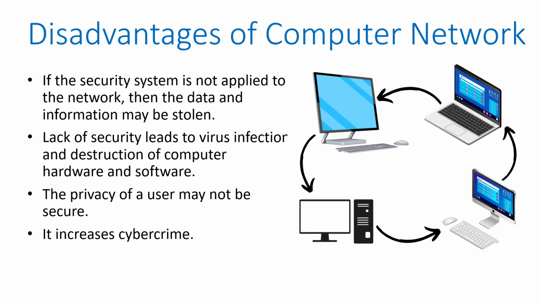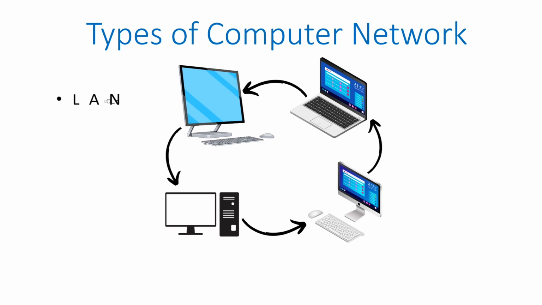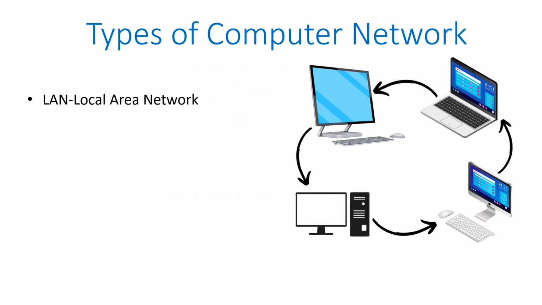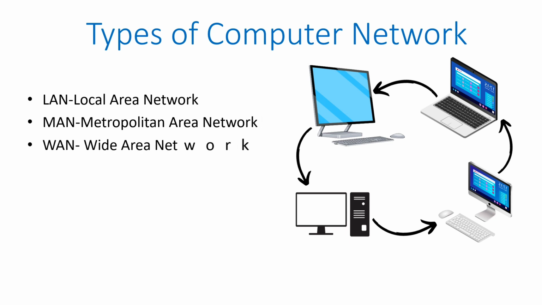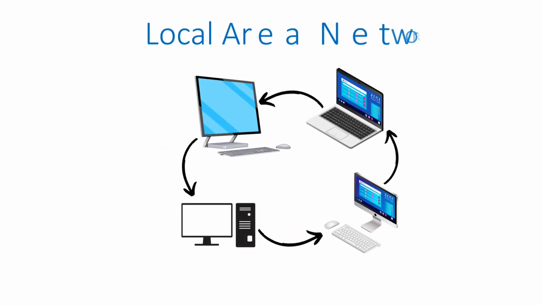To overcome all these disadvantages, there must be strong security in the computer network. Now it's time to discuss the types of computer network. Mainly there are three types of computer network. First one is LAN, which stands for Local Area Network. Similarly, the next one is MAN, Metropolitan Area Network, and WAN, Wide Area Network. So these are the three types of computer network on the basis of geographical distribution. First of all, let me explain about the local area network.